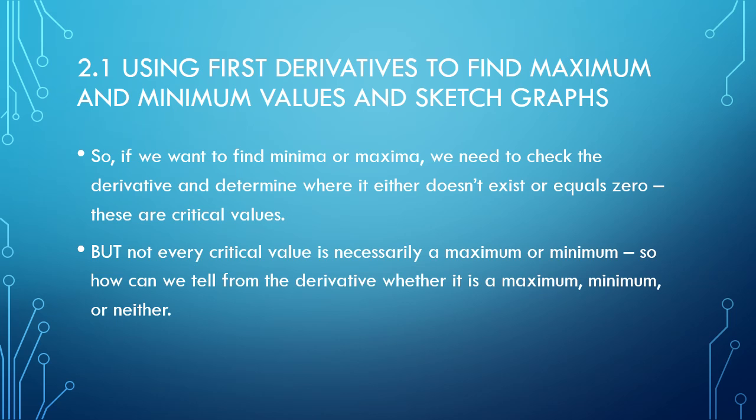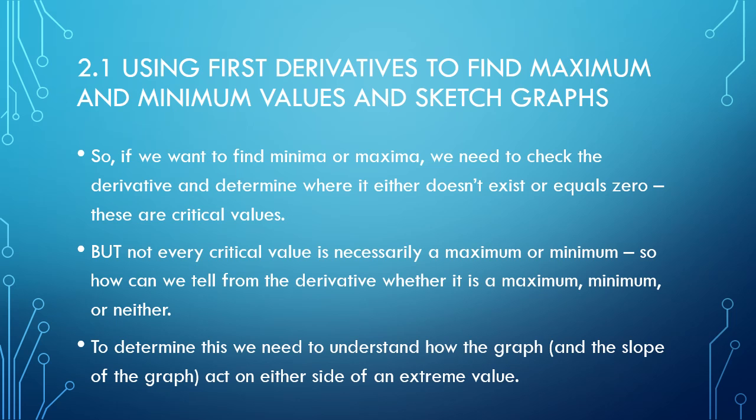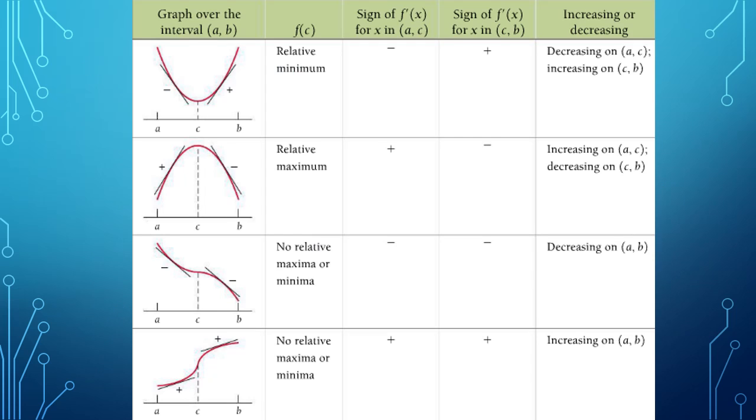So let's say we go and we take the derivative and we figure out where the first derivative equals 0 or doesn't exist, okay? That tells us those are potentially extreme points, but how do we know for sure? Well, I'm glad you asked. To determine this, we need to understand how the graph and the slope act on either side of an extreme value. These pictures are kind of helping us get an idea of what happens.